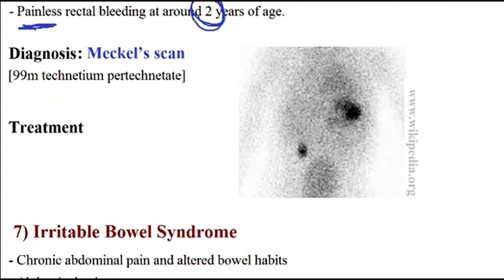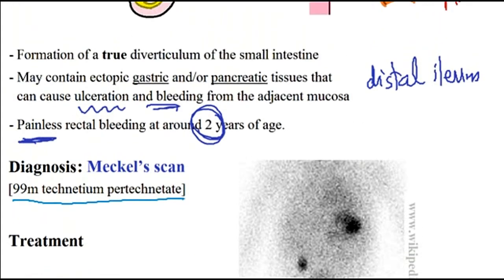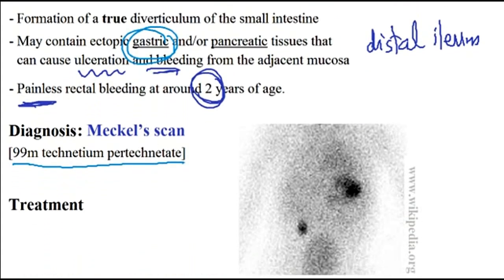And then for the diagnosis, we use Meckel scan, which uses the nuclear medicine study in which the 99m technetium pertechnetate, which has affinity for the gastric mucosa, which is also found in the Meckel's diverticulum, will help this type of scan to detect Meckel's diverticulum. So here is an example of Meckel scan.